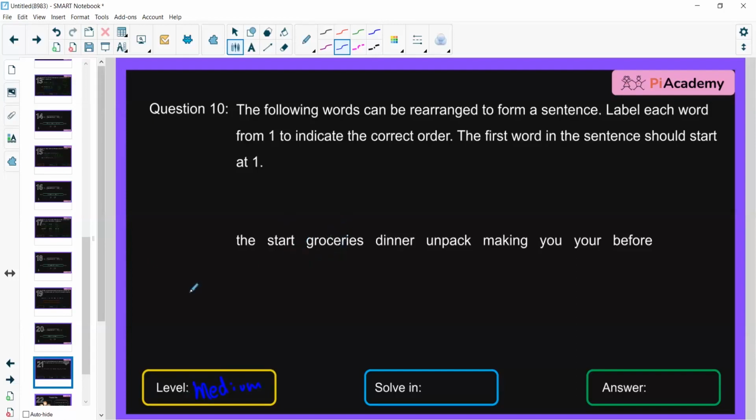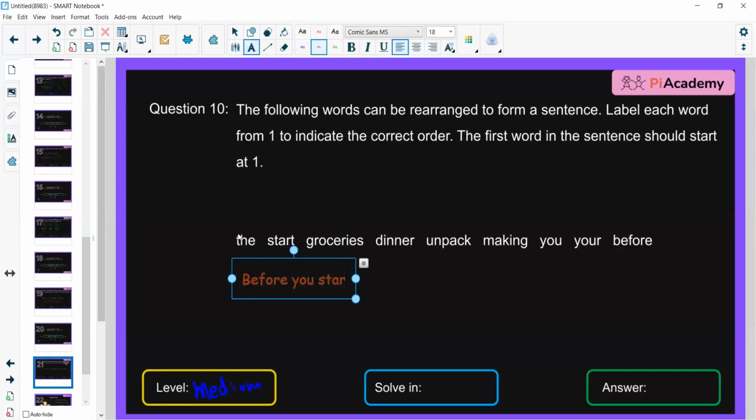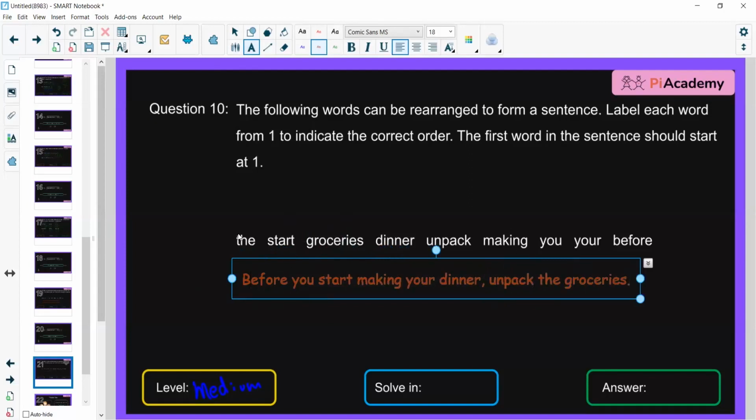So try to think of it, guys. Yes, Avi, would you like to tell me? Before you start making your dinner, unpack the groceries. Okay, before you start making your dinner, unpack the groceries. Yes, guys, this sentence makes sense.